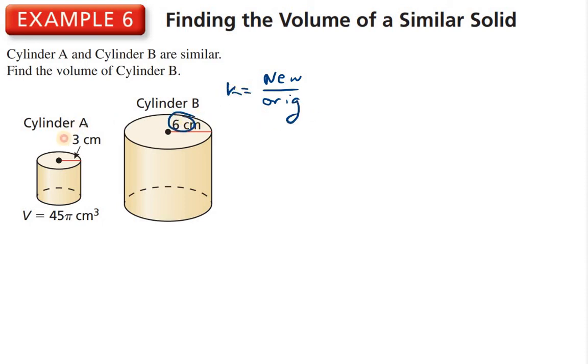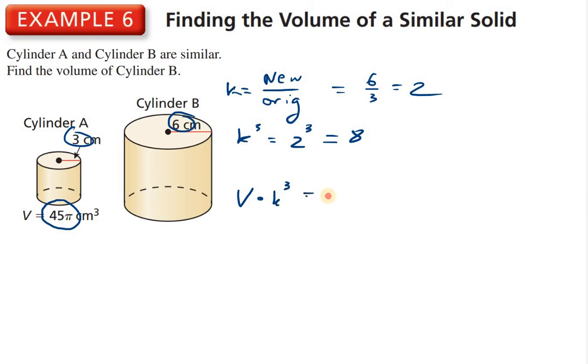All right, so new, here we have 6, original 3. So that's 6 over 3. So the scale factor is 2. Right, I have to multiply 3 by 2 to get 6. So the scale factor cubed, that's 2 cubed, that is 8. 2 times 2 is 4, times 2 is 8. Okay, so I have to take the volume times the scale factor cubed, so that is 45 pi times 8, and that is 360 pi.